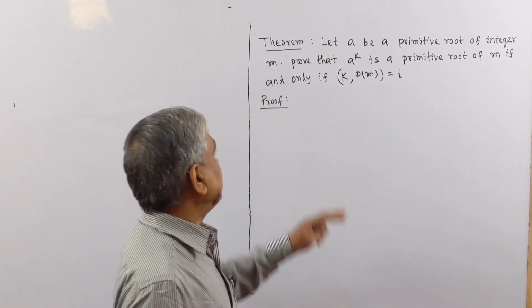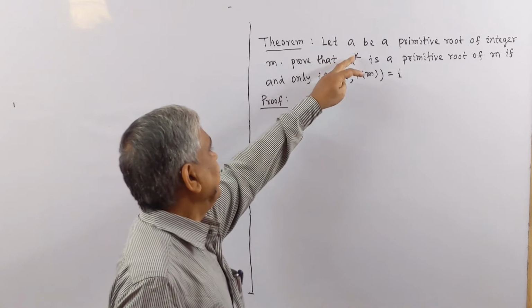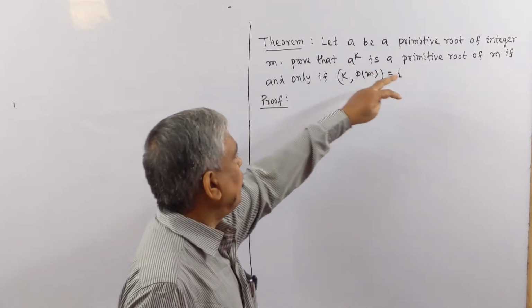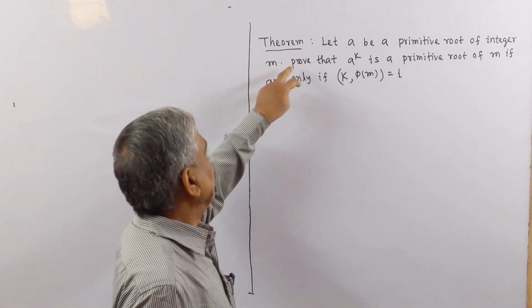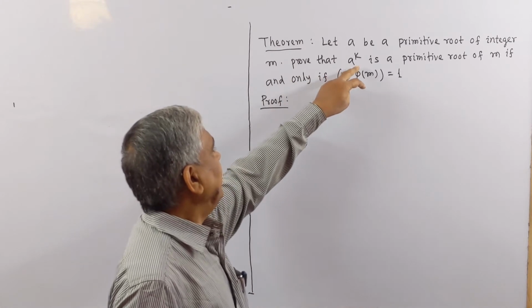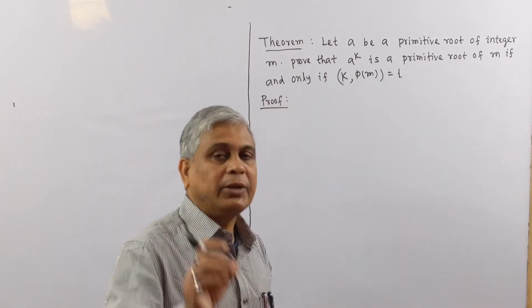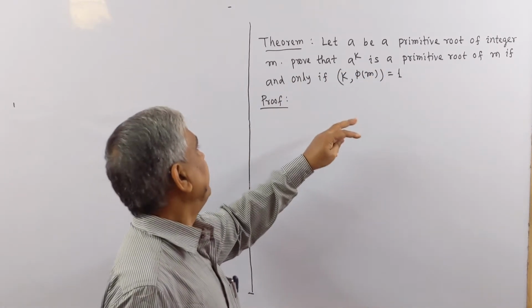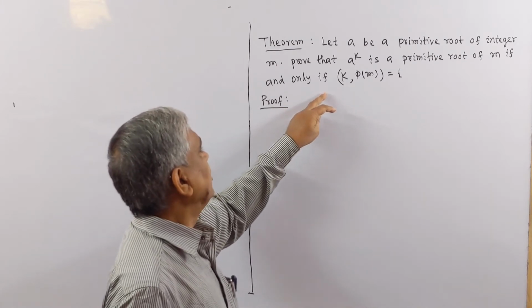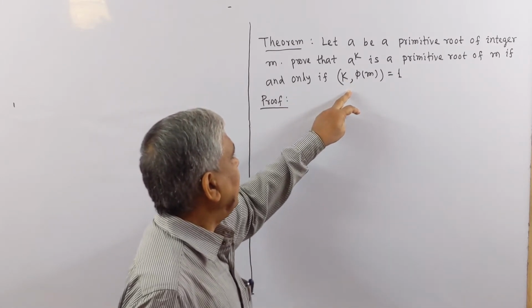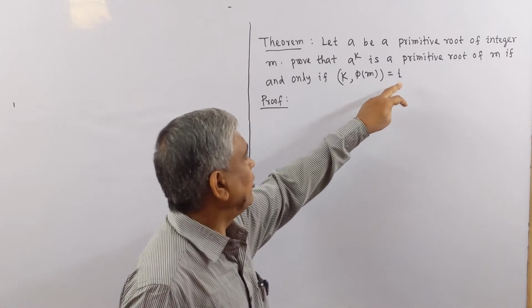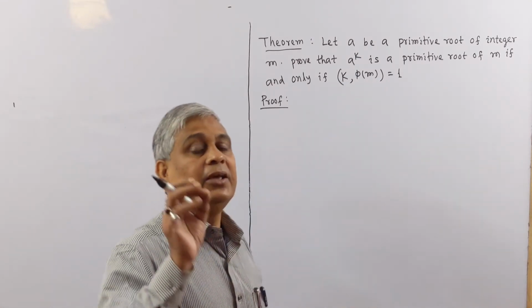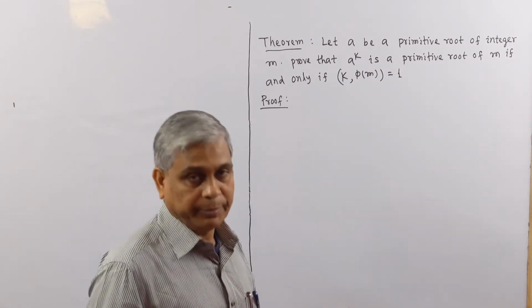Now we prove a theorem. Let a be a primitive root of integer m. Prove that a to the power k is a primitive root of m if and only if GCD of k and phi m equals 1. Phi m is the Euler's phi function of m.